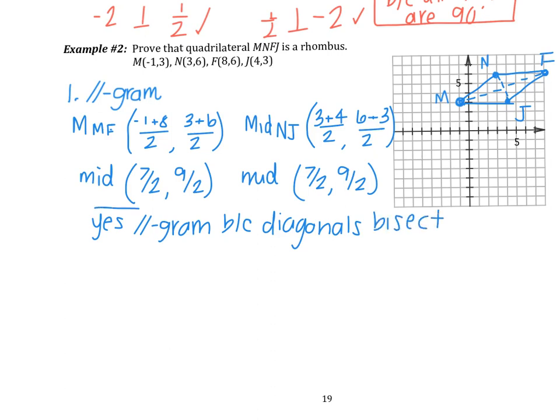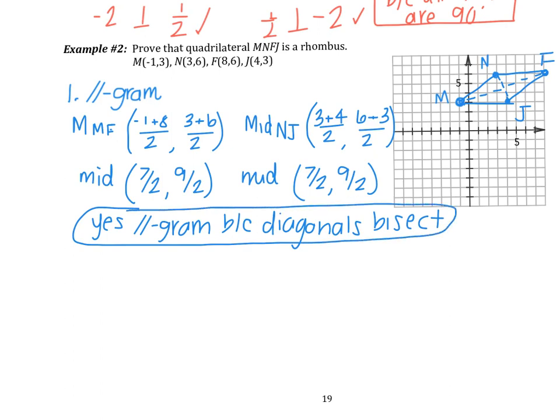Please make sure you're telling us the reason that it is true. If you did not show diagonals bisect, instead if you showed that both pairs of opposite sides are equal, that's fine. Just make sure you explain that in your little sentence here. Now, great. I'm in the parallelogram family. I now need to prove it's a rhombus. So that is part 2.